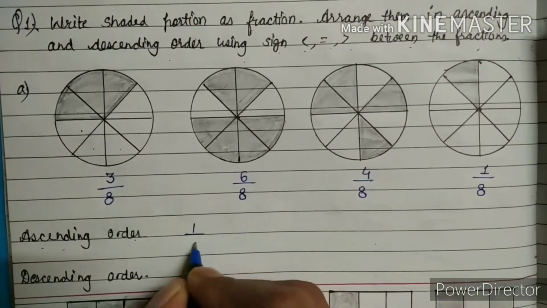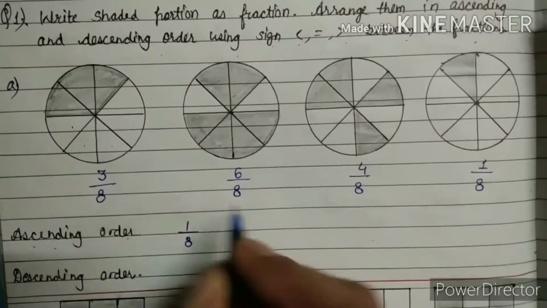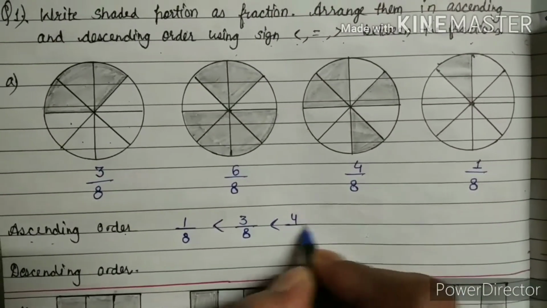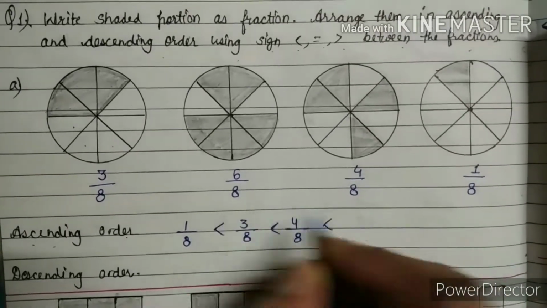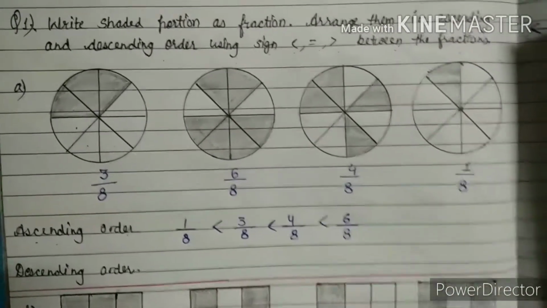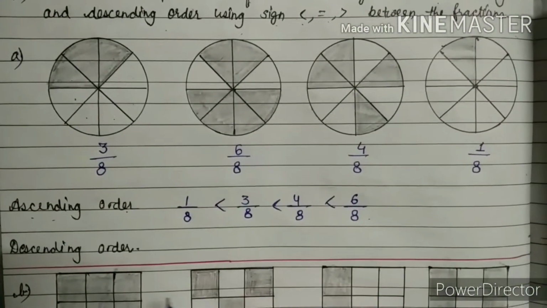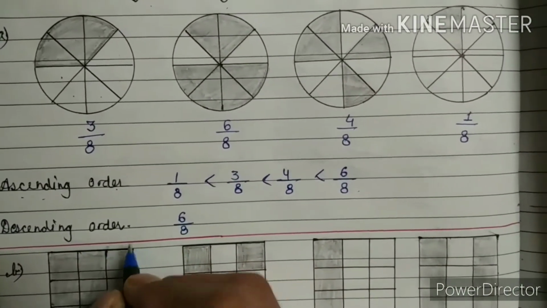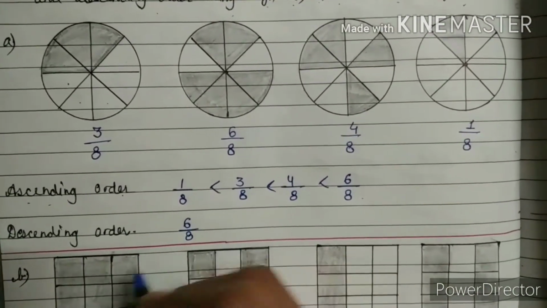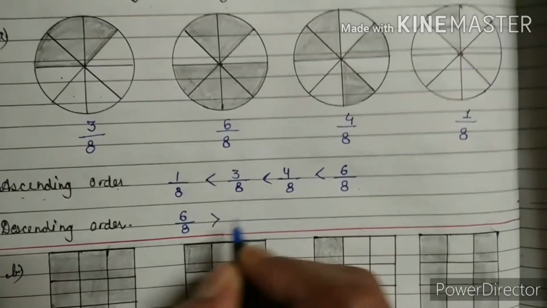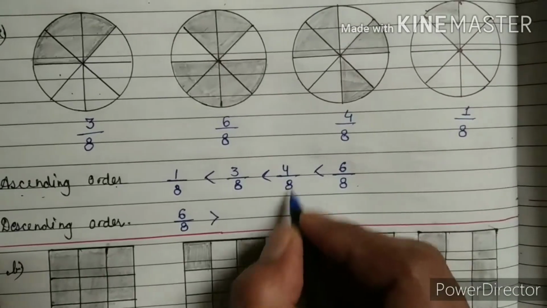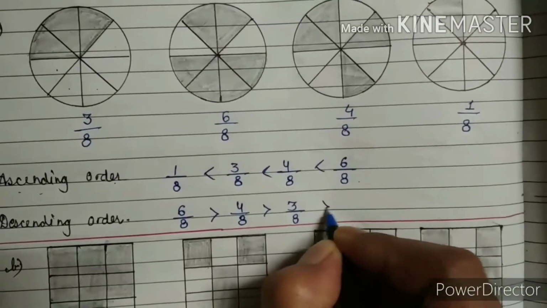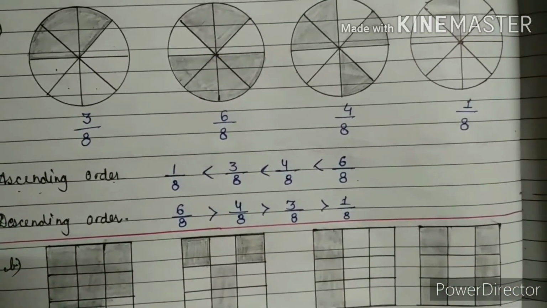Smaller is 1 by 8. After 1 by 8, 3 by 8, then 4 by 8, and the last is the greatest fraction, 6 by 8. Same thing we have to write in descending order. So we will start now with 6 by 8, because descending order means big to small, greatest to smaller. 6 by 8, then the symbol will also change, then 4 by 8, then 3 by 8, and the smallest one is 1 by 8.